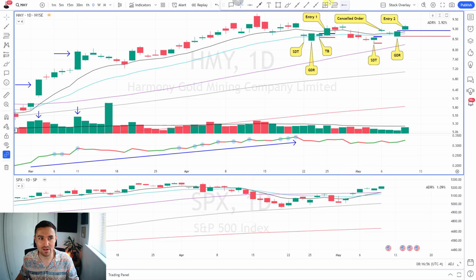So if we take HMY, I've had a couple of trades in this one. So here, entry number one, I was in it, free rolled a bit by selling half of the position there, and then knocked out as it pulled back down here, break even.